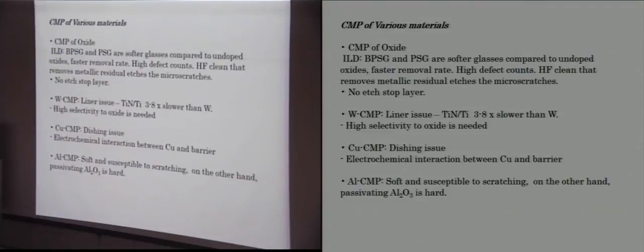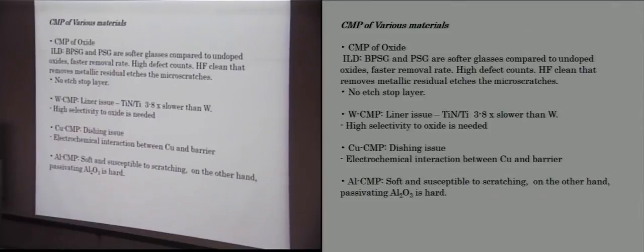You need to make sure about the liner issue. So let's say you are polishing tungsten and there is titanium nitride and titanium below it. It will etch very, very slowly, so you need to continue to polish. But below this titanium and titanium nitride would be SiO2, so you need to make sure you don't etch off the SiO2 also. So these are the different factors that are important.